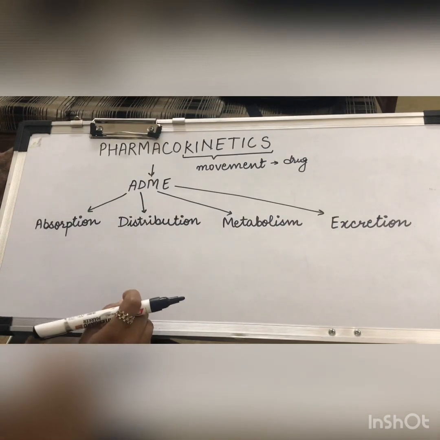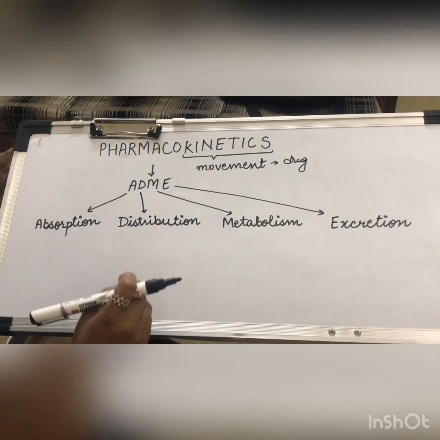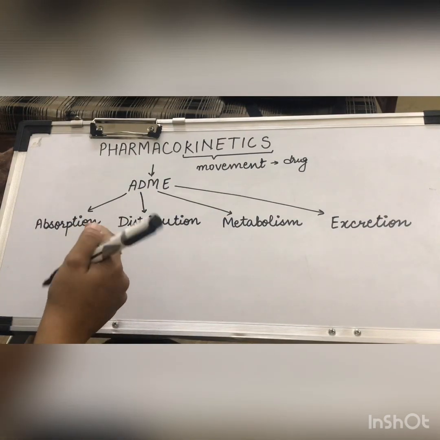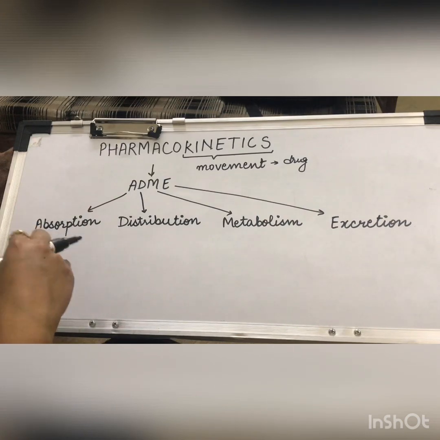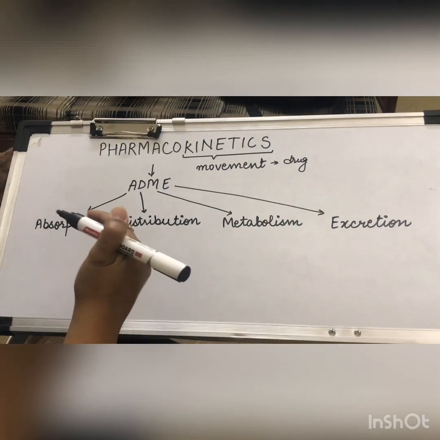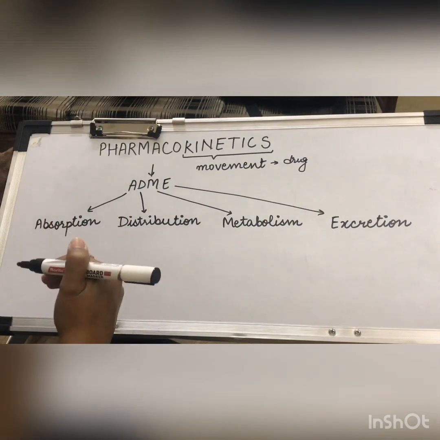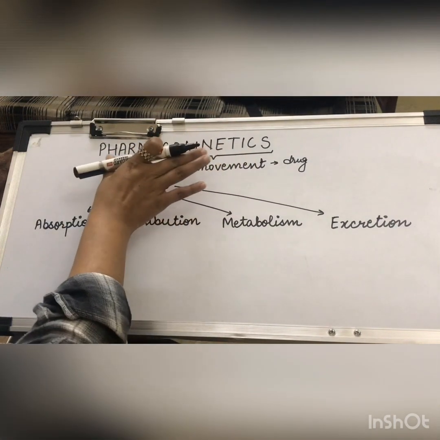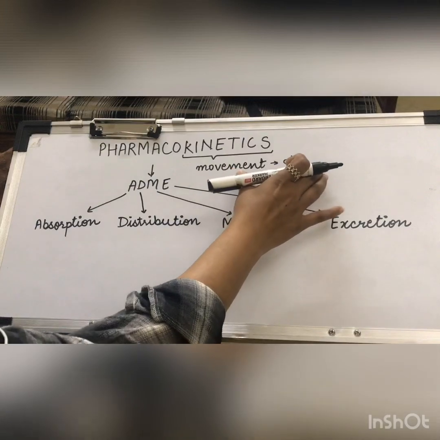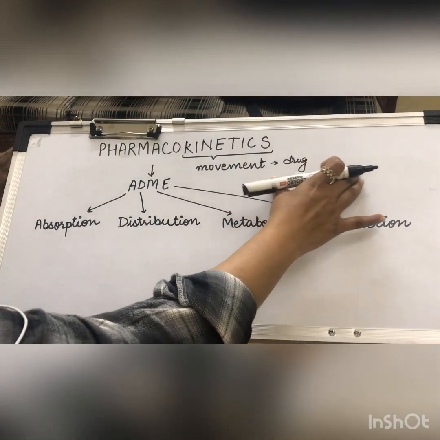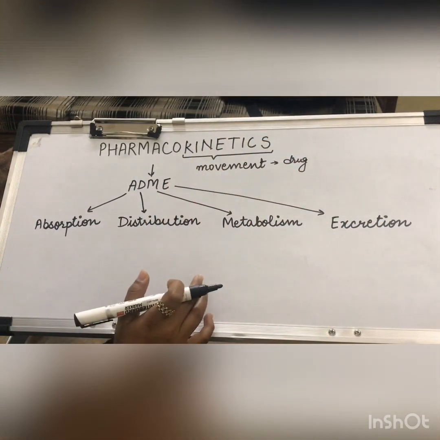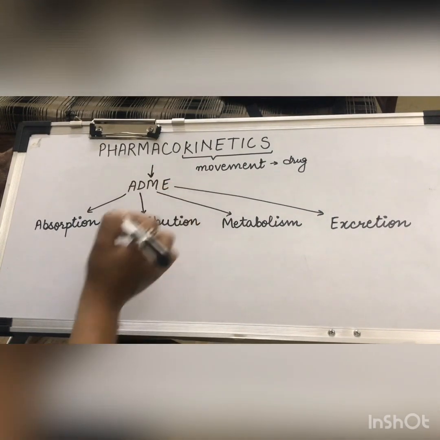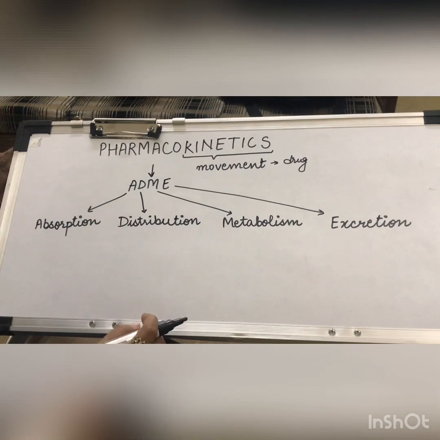What is going to happen if we administer a drug via IV route? We are directly injecting our drug into the bloodstream, so the drug which is getting into the blood is 100%. So basically what is going to happen to the drug? That is pharmacokinetics.